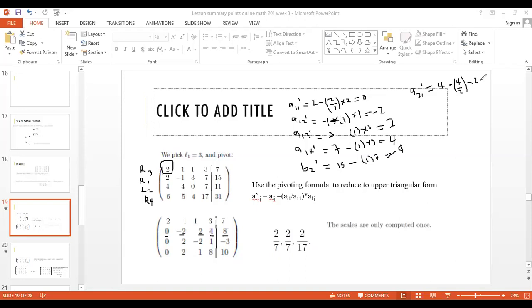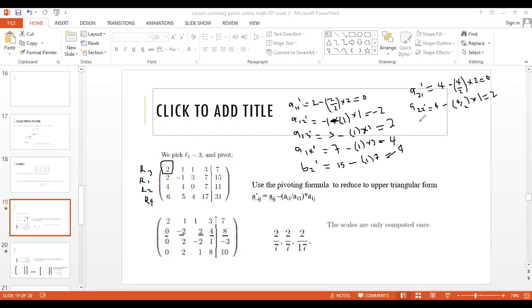Times 2, which equals 0. The next one will be A22. A22 new is going to be 4 minus, I think it's going to be the same thing, 4 over 2. No, the one on top is 1. So we got 4 minus 2, which is equal to 2.